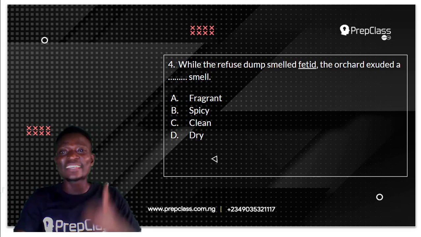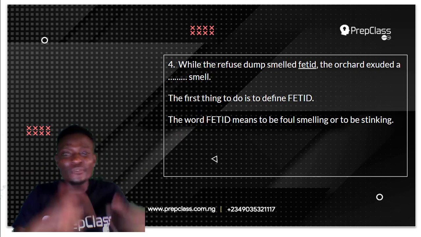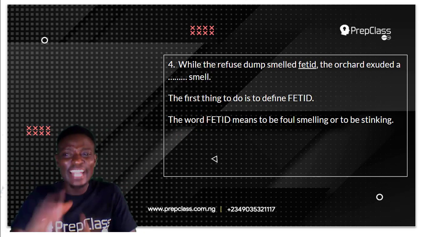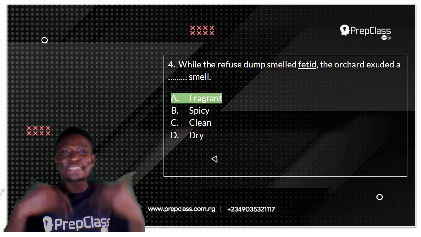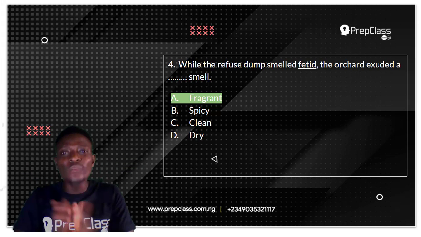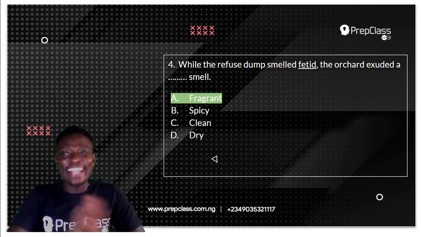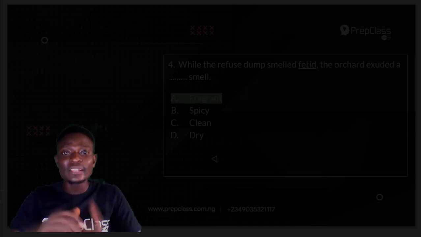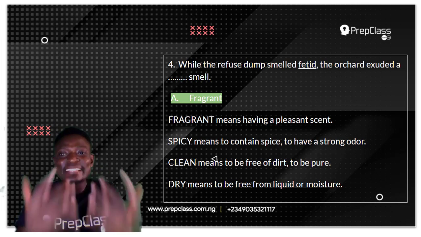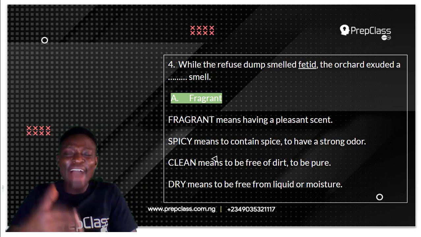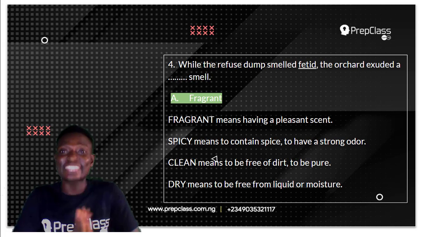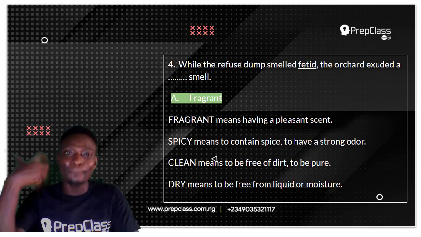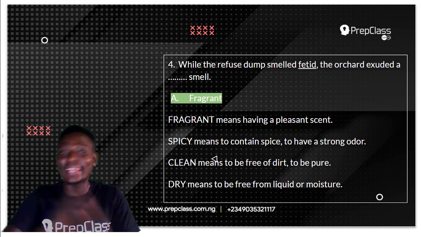So the first thing to do is to give the meaning of the word fetid. Now, the word fetid means to be foul smelling or to be stinking, something that has a terrible odor. So the answer to this question is fragrant. While the refuse dump smelled fetid, the orchard exuded a fragrant smell. Now, the word fragrant means having a pleasant scent. Remember, fetid means having a terrible odor, something that is stinking, something that is foul smelling. So fragrant is the opposite of fetid, and it appropriately occupies the space of the gap in the sentence.